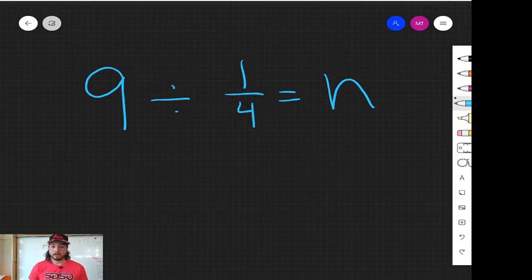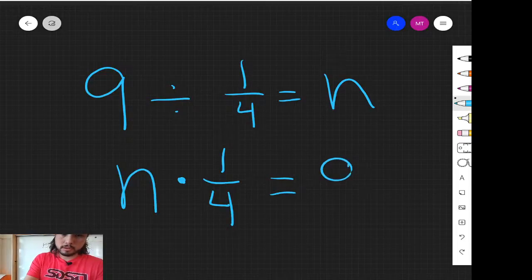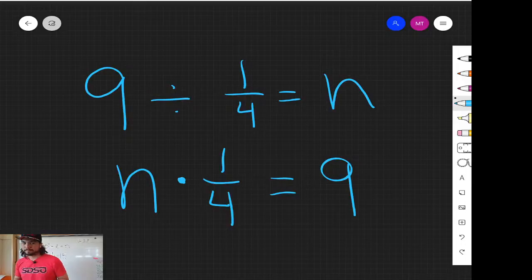Okay? So I'm starting to see it pop up in the chat. Yep, we keep our fraction in the middle. Now we're doing times 1/4, and really it just is n times 1/4 equals 9.